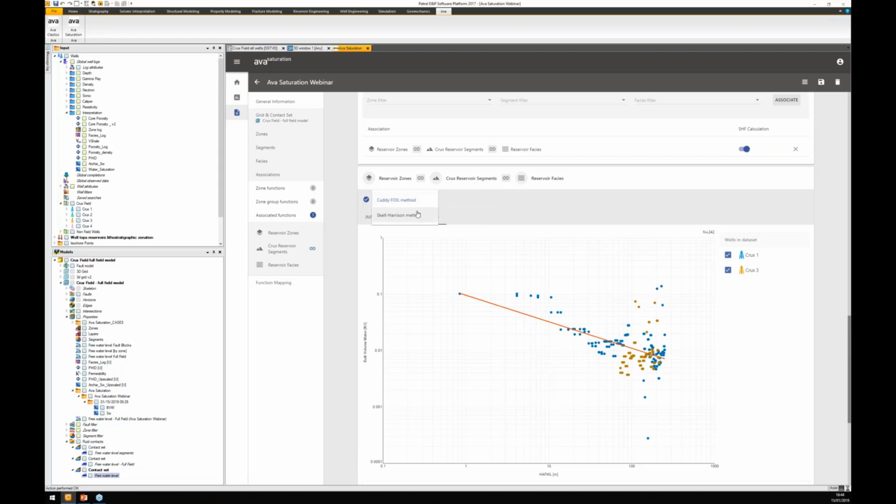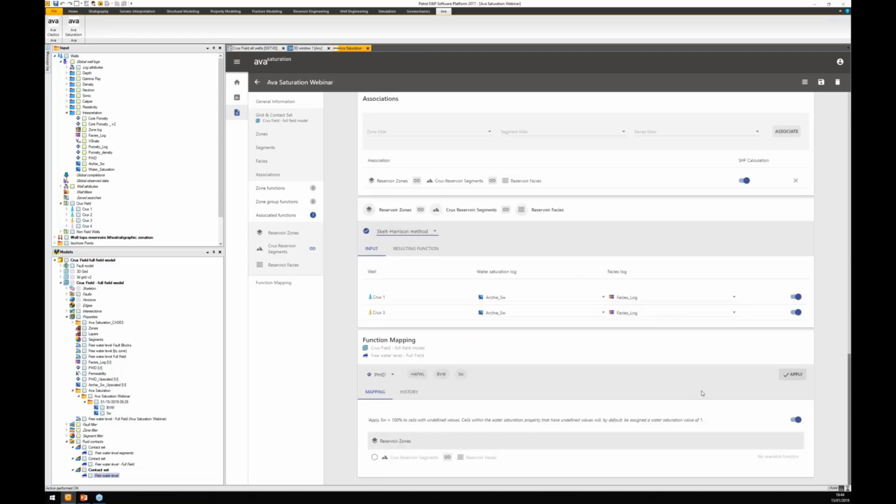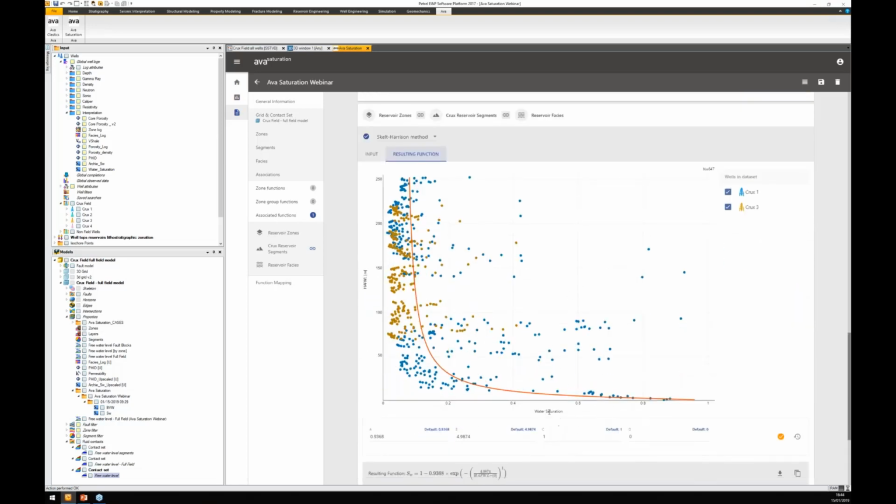If I want to use the Skelt-Harrison method, again, it's a very similar approach. Just select the Skelt-Harrison approach, the logs that you want to use, and just click create function. If you're not very happy with the fit of that line there, I don't think that's a particularly great fit, we can edit the constants and begin to force the fit of that line through the data points. All I've done is change the A and the B constants there, and I've perhaps got a slightly better fit through that data. If I want to go back to the beginning again, obviously I can just hit restore to default.